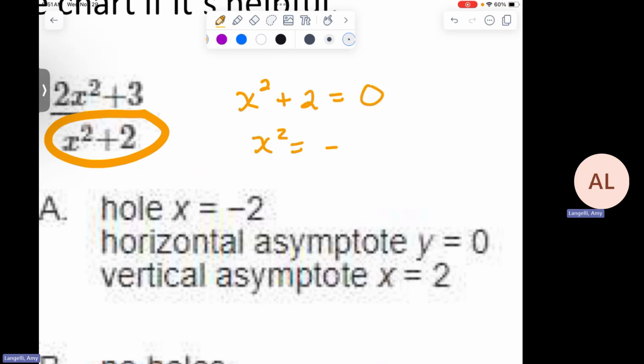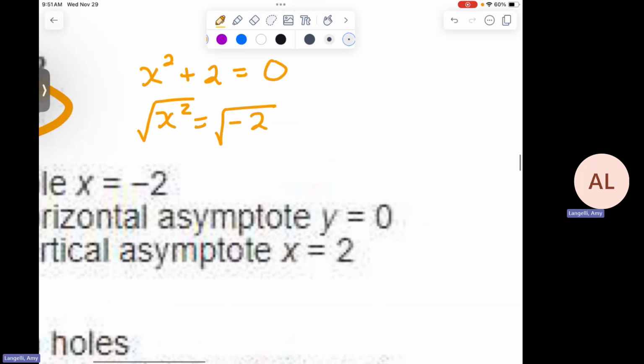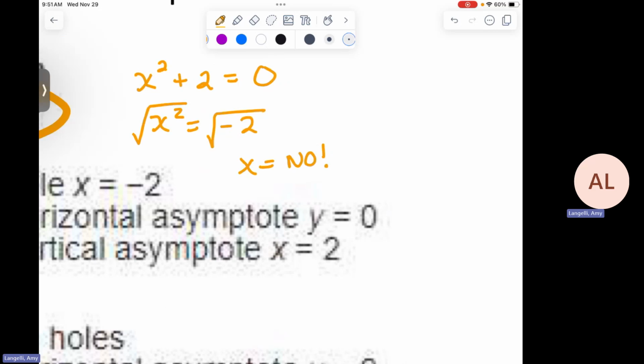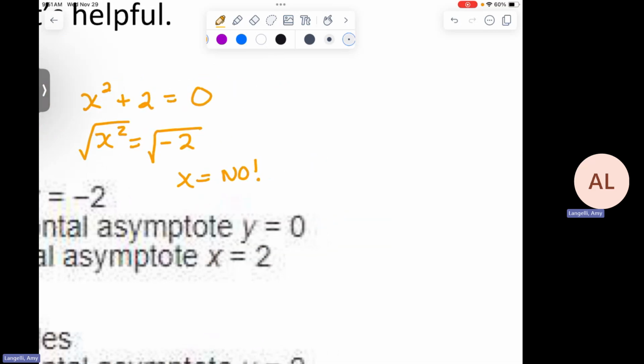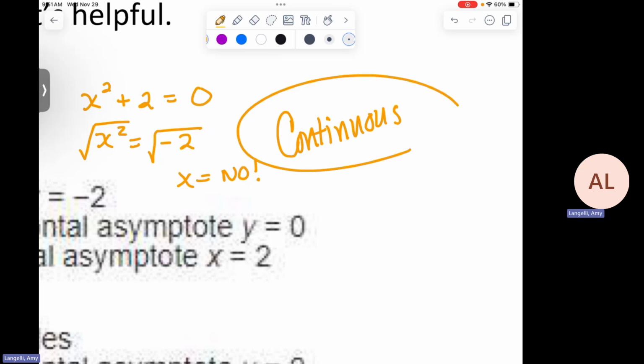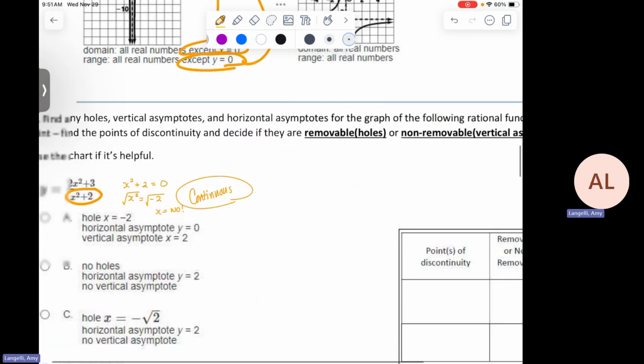Subtract 2, and the square root of a negative. Is it real or imaginary? I'm just going to write no. When you get something imaginary, does that mean it's discontinuous or continuous? That means it's continuous. In other words, there are no values of x that make the denominator 0. So that makes this a continuous graph.